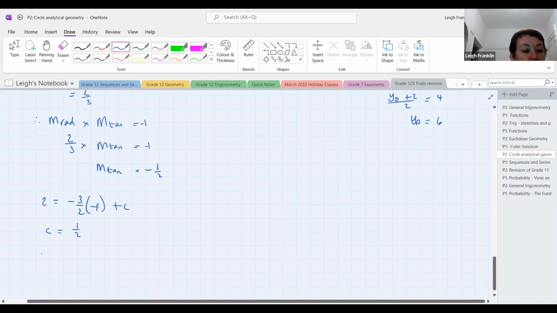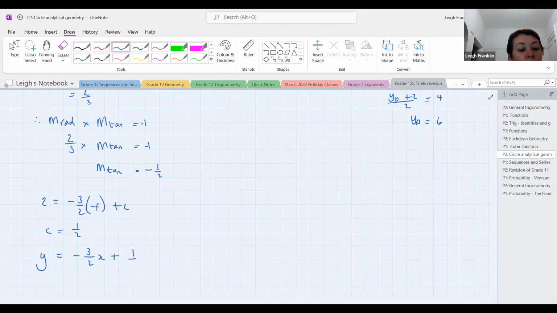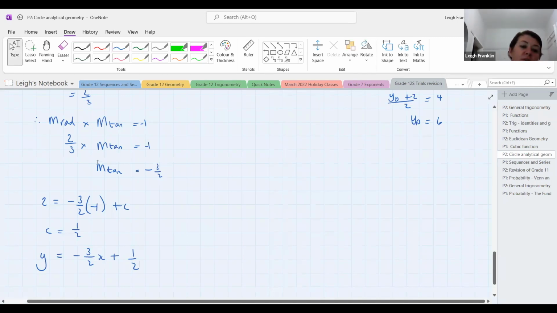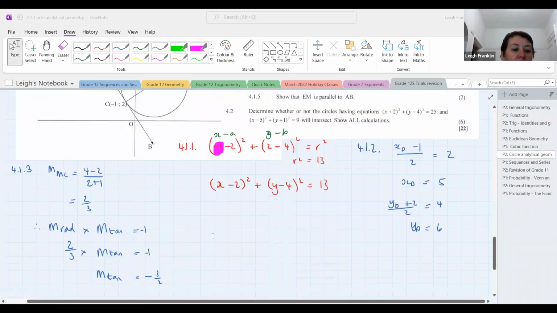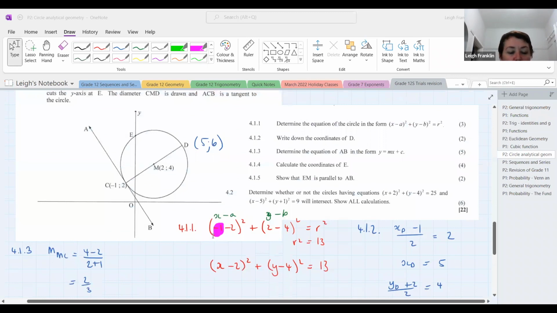So yes, I quite agree. That is the line y equals -3/2x plus 1/2. So you can see, like in all of these questions, they're always asking us to find the equation of a straight line using the gradient of the radius times the gradient of the tangent. Okay, so very, very important concept. We have to be able to do that.